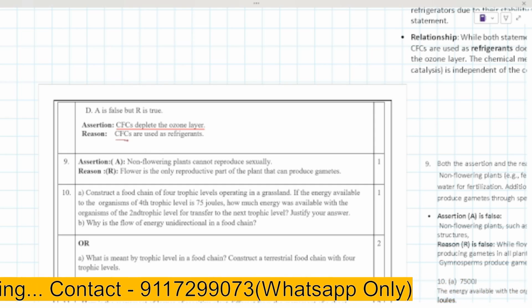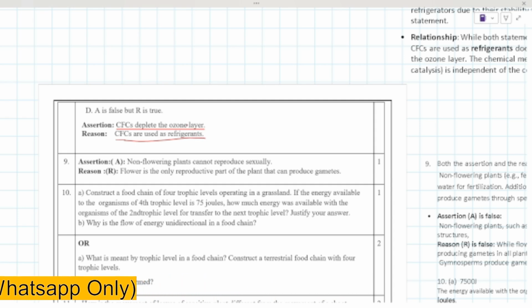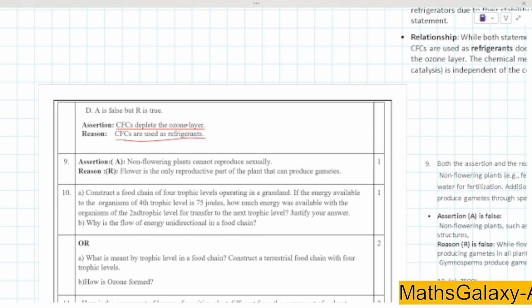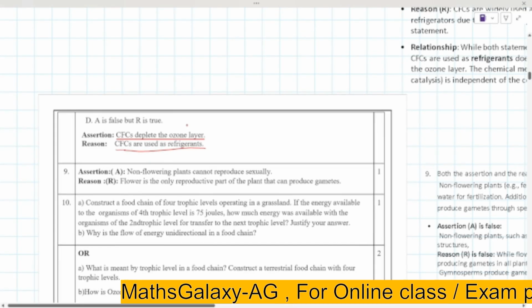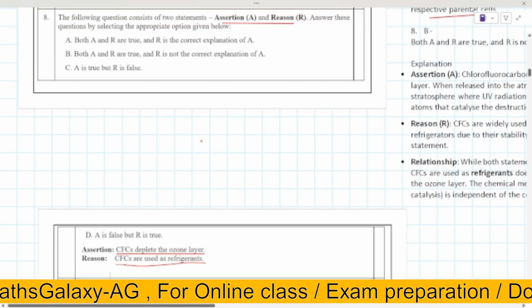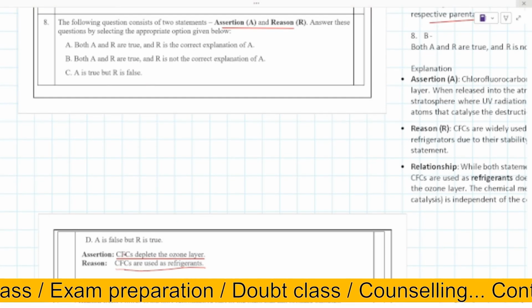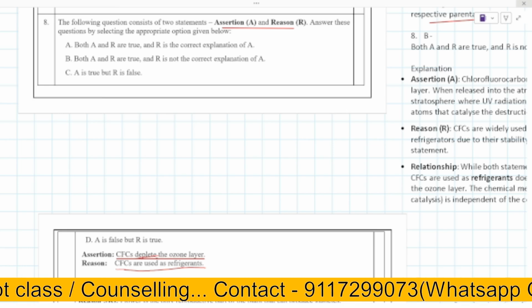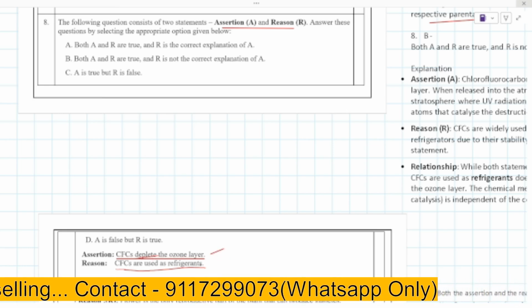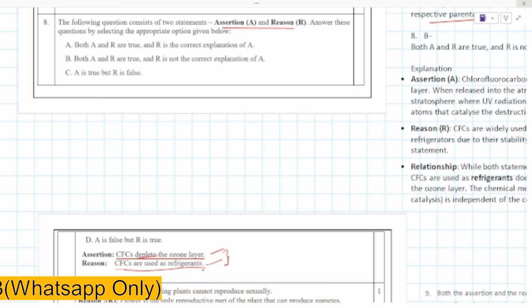Let's see the reason: CFCs also deplete the ozone layer. A and R are true, and R is the correct explanation? A is true. Are you sure? Both A and R are true? Yes, CFCs, sorry, it's not developed, it's deplete. CFCs deplete the ozone layer. Yes, then it is correct. And CFCs are used for refrigerators. Yes, both are correct. But R is not the correct explanation for A.